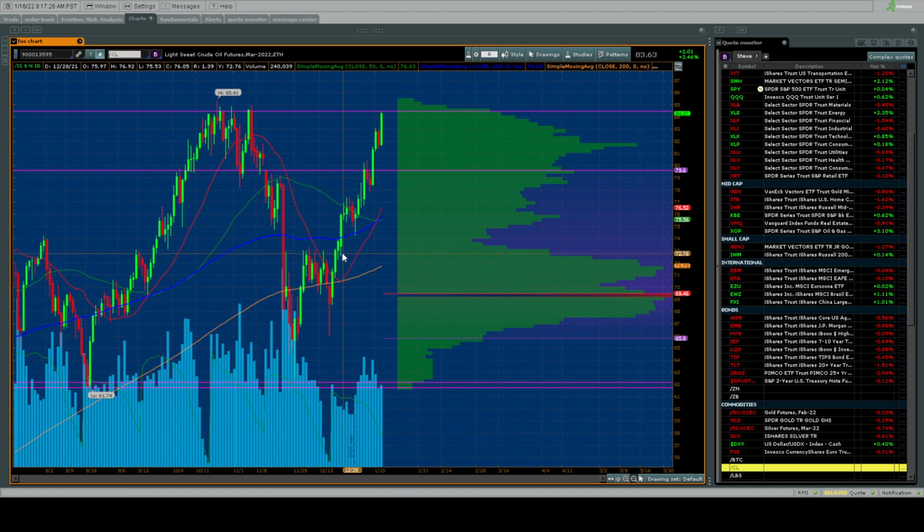It held that volume profile line and it shot up to 80 and then got into 85, and it's now at the peak of this supply zone. And guess what's been here before? Sellers, sellers.